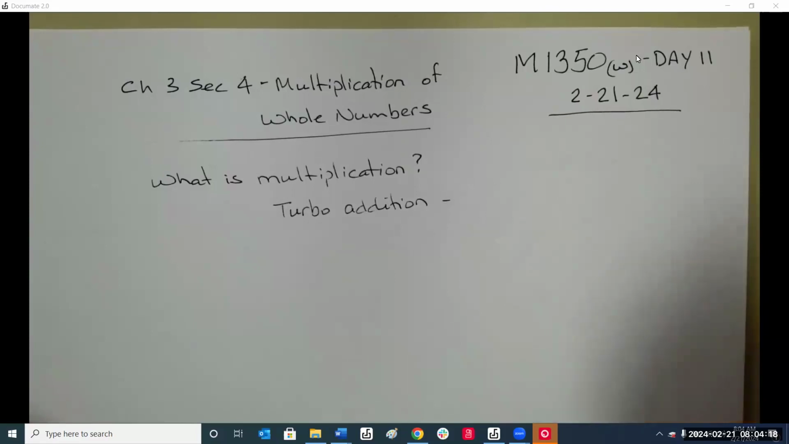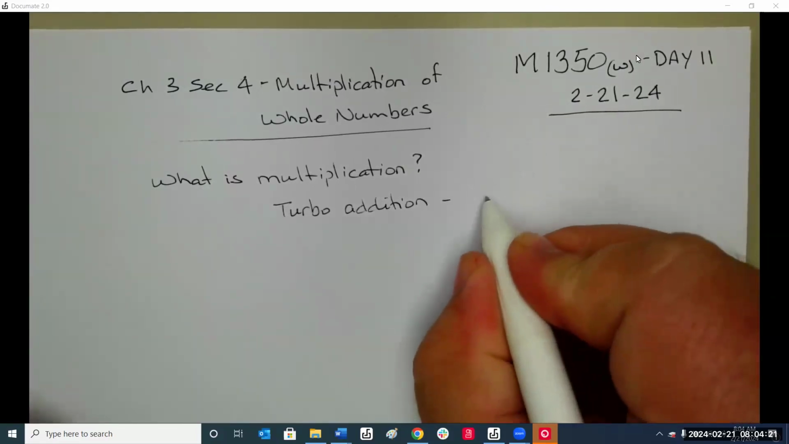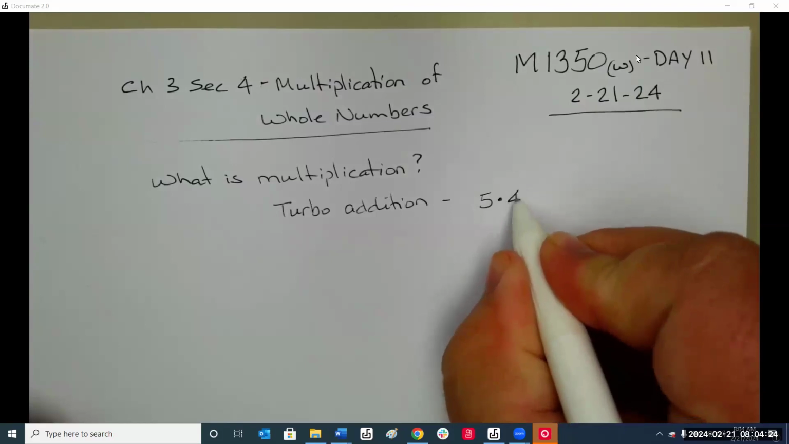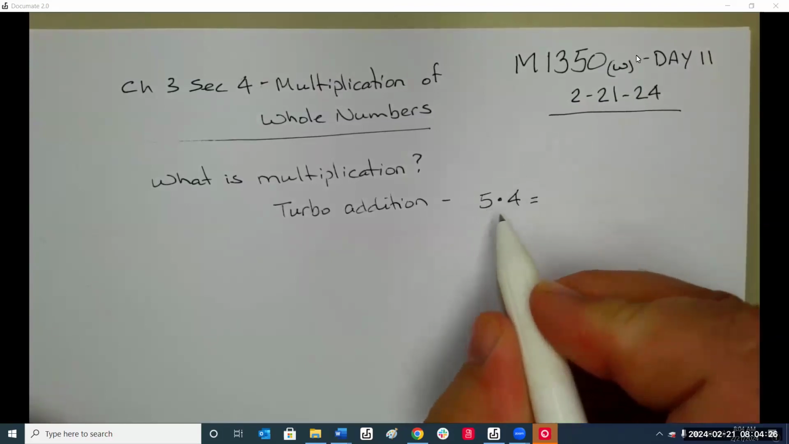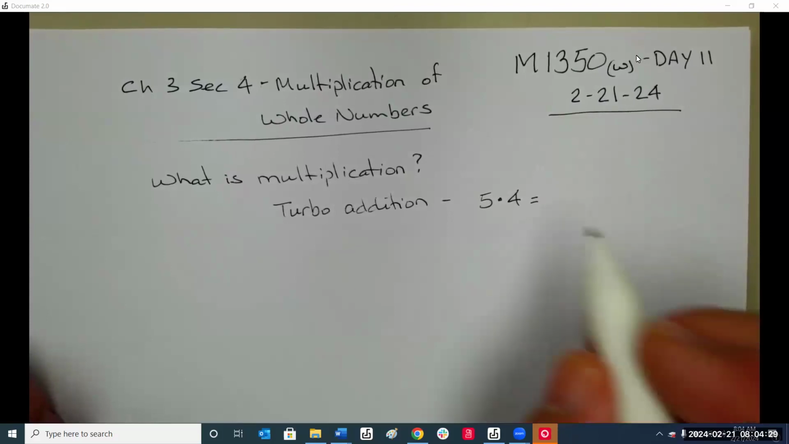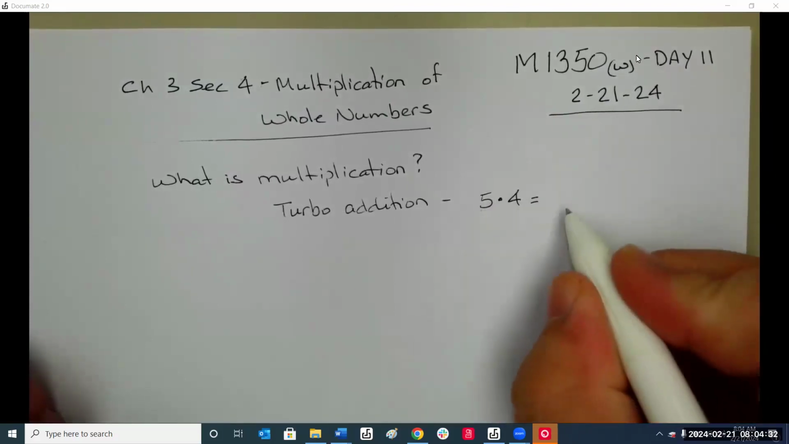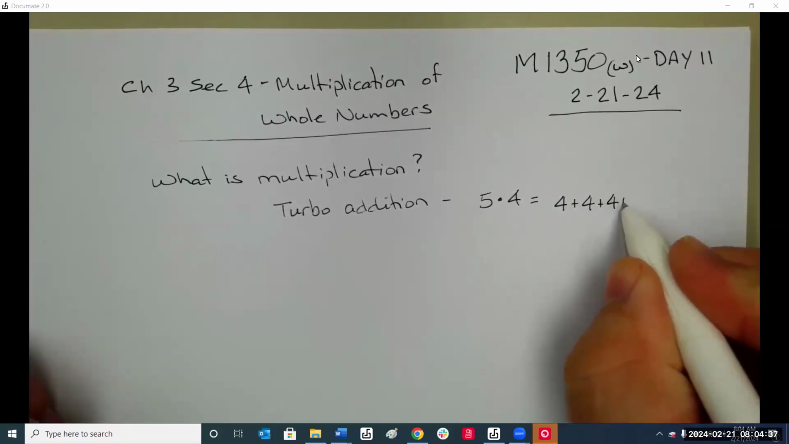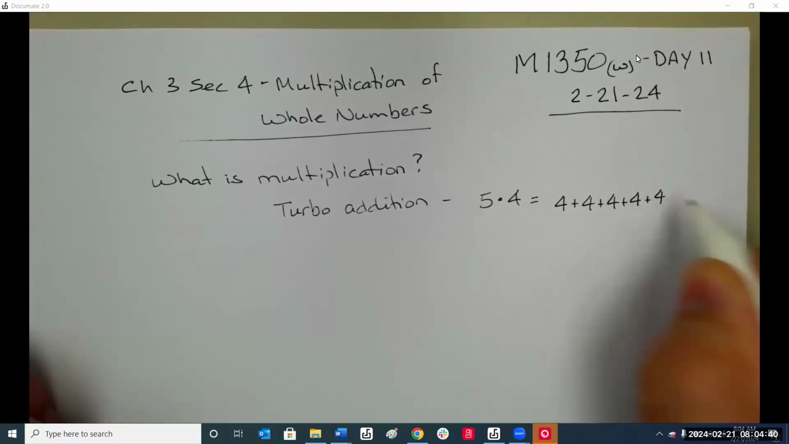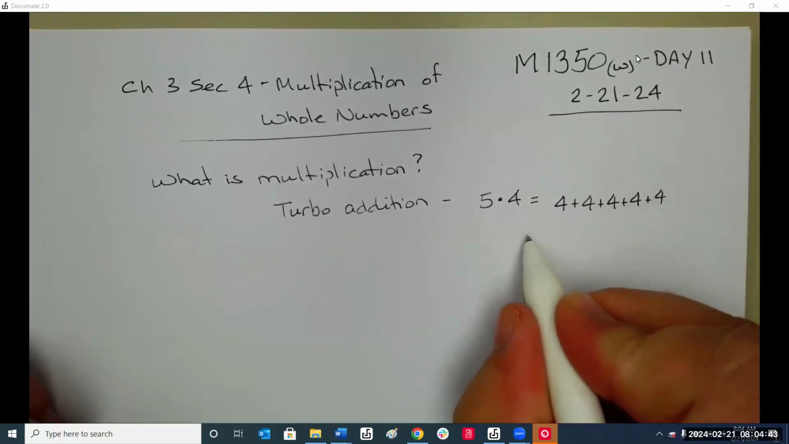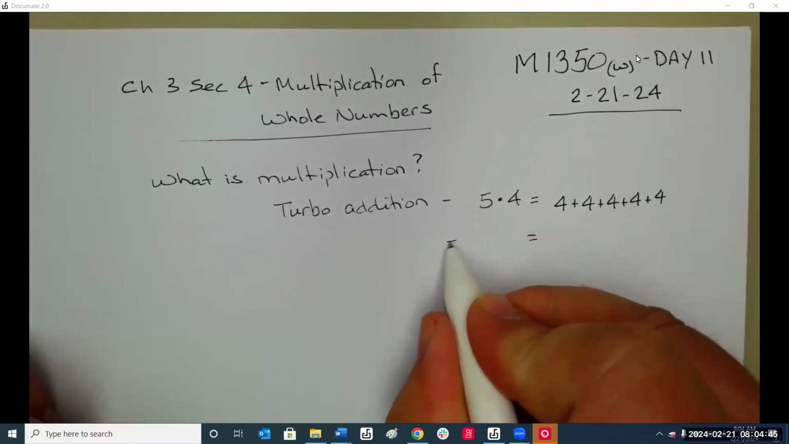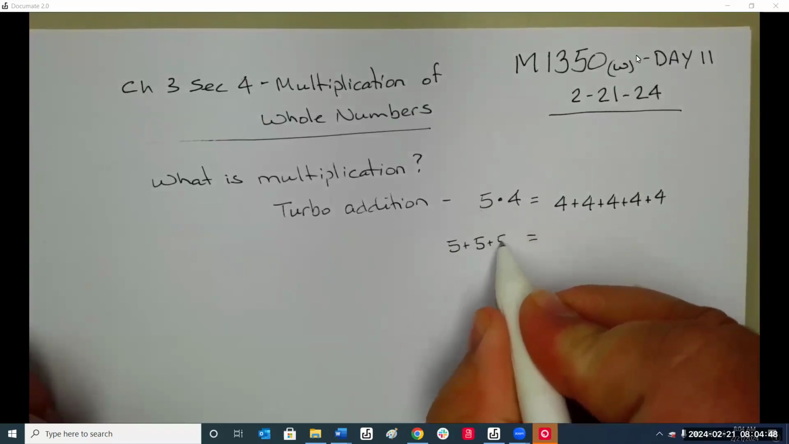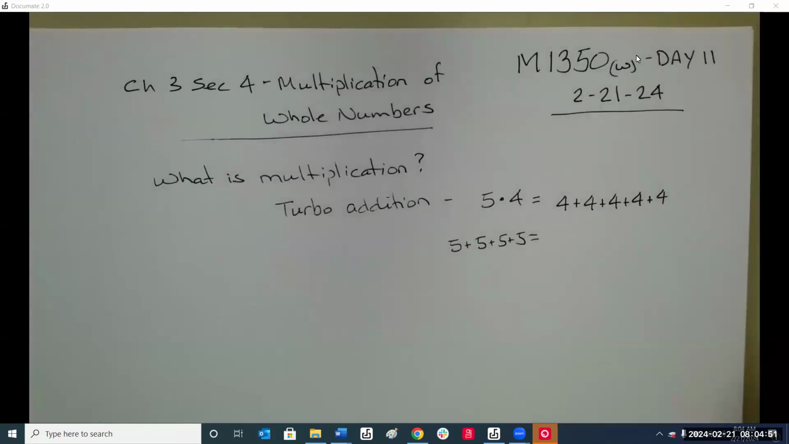Yes, that's exactly what it is. As you see in the picture there, if we had 5 times 4, what that means is one of two things. We have 5 4s, so we have 4 plus 4 plus 4 plus 4 plus 4, or it means that we have 4 5s, 5 plus 5 plus 5 plus 5. They both mean exactly the same thing.